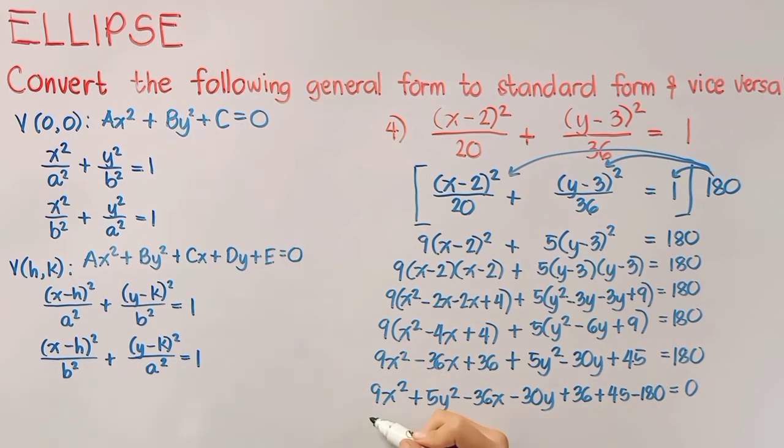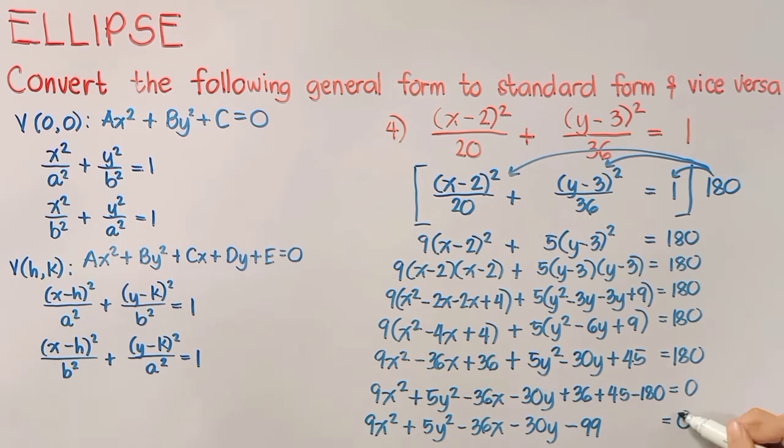As you can see, our constants here can still be simplified. That is 36 plus 45 minus 180. That is equal to negative 99. And this is our final answer.